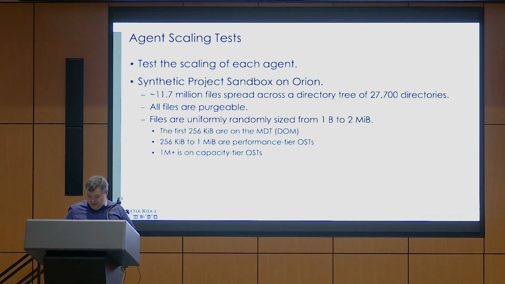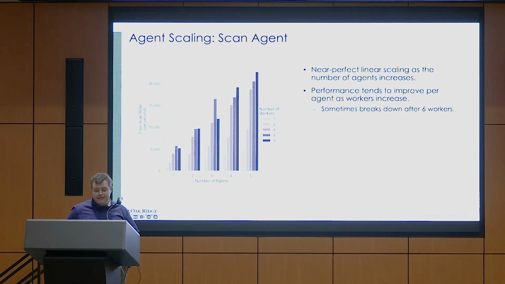So now that that's out of the way, we can get to the good stuff, the graphs. The first scaling test we did was on our scan agents. We did a 1 million run for each of these tests. On this graph, on the y-axis, we have the file scan rate in aggregate per second. Our x-axis is the number of agents, where each bar is a group as to the number of sub-workers within each agent.